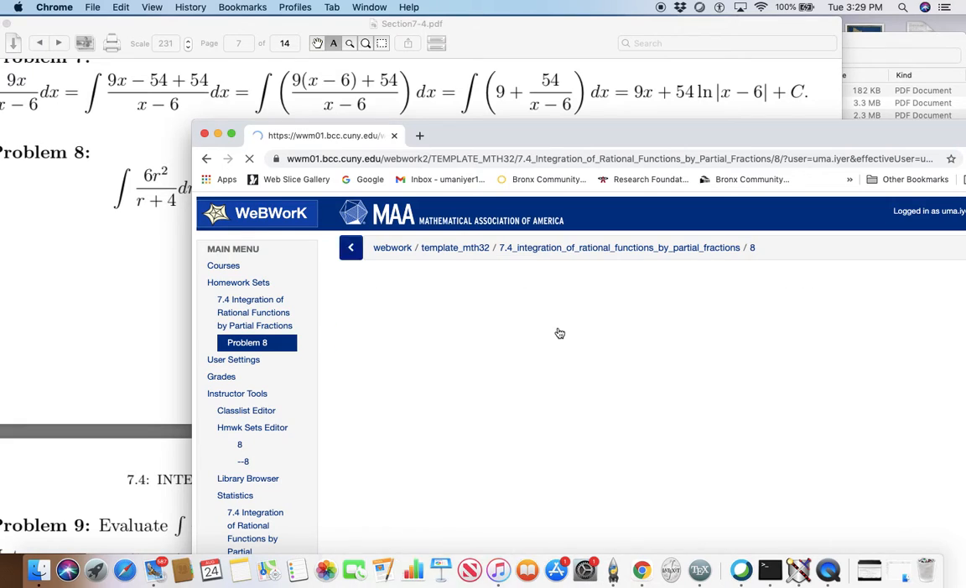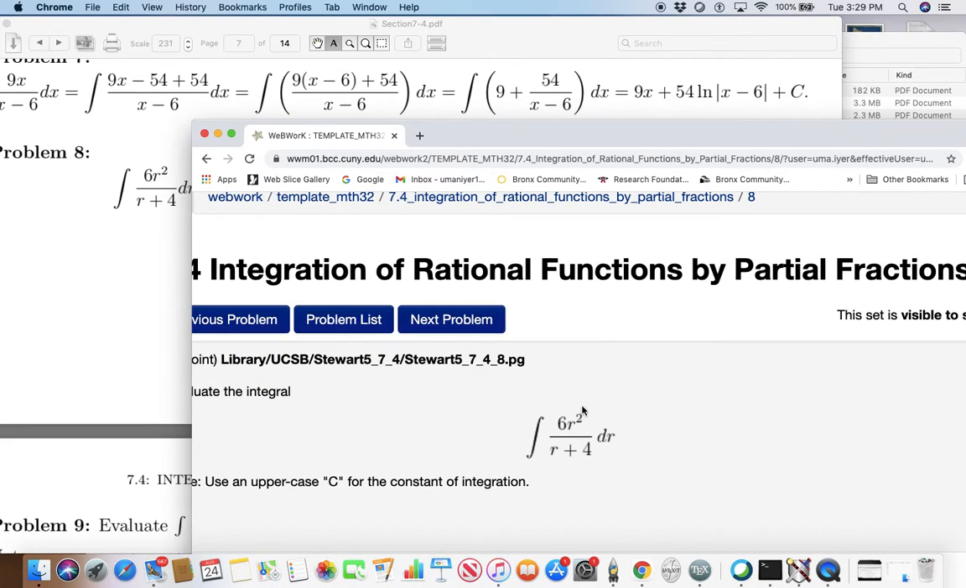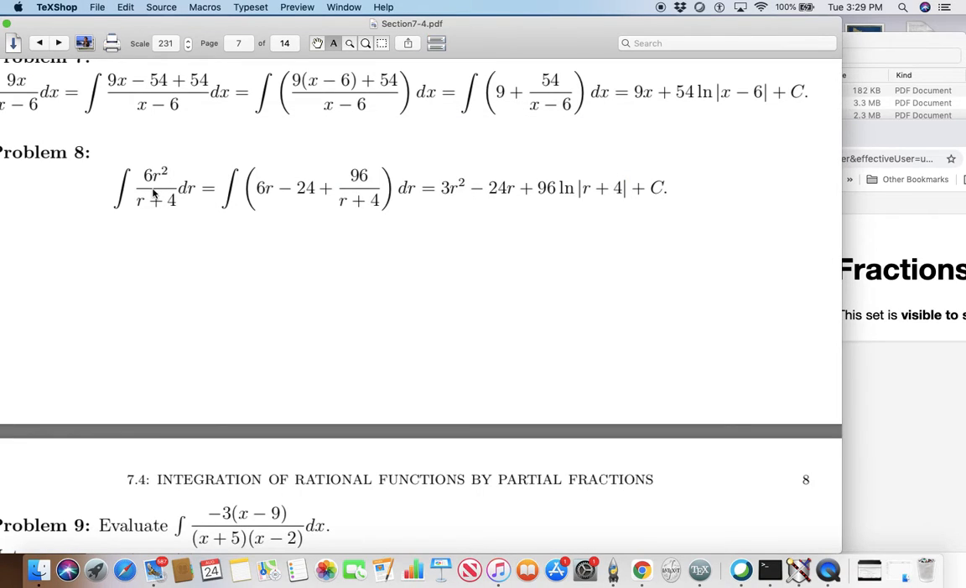Good. Next, evaluate the integral 6r squared over r plus 4. 6r squared over r plus 4. Okay. You could divide using long division. 6r squared over r plus 4. You will get 6r minus 24 as the quotient plus 96 over r plus 4, with 96 as the remainder. Okay.